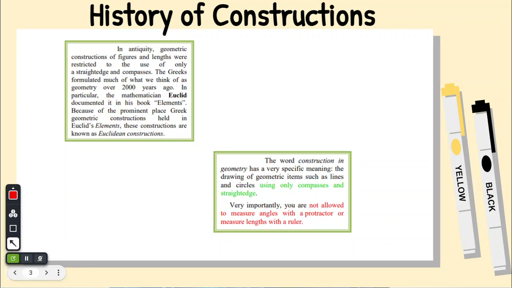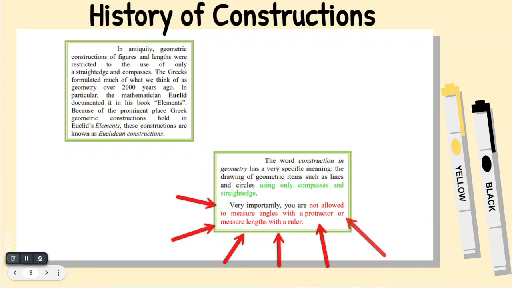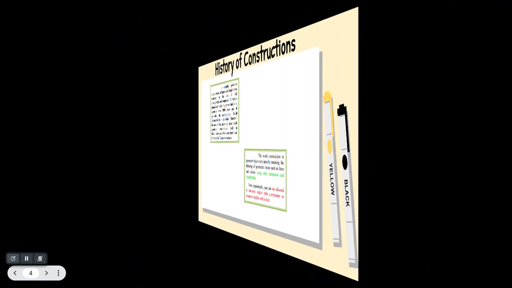The word construction in geometry has a very specific meaning: the drawing of geometric items such as lines and circles using only compasses and a straight edge. We will look at what those are in a little bit. Very importantly, you are not allowed to measure angles with a protractor or measure lengths with a ruler. We are not allowed to do that. We need to use only a compass and a straight edge.